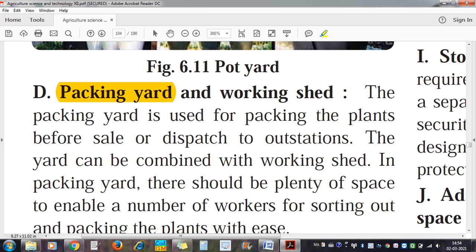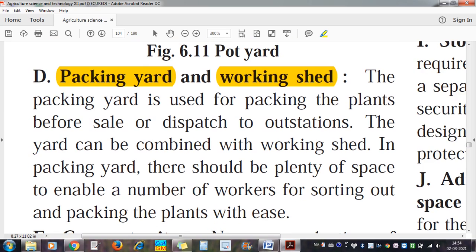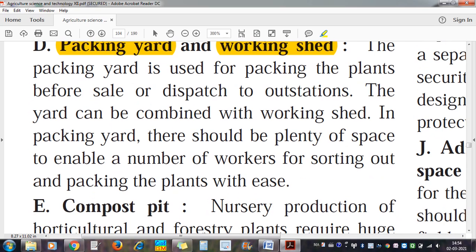Now this is also another part of the nursery area. Here, packing yard means when a customer arrives and demands some seedlings, we should pack the seedlings and give them, or we have to dispatch the seedlings as per the demand. So for that purpose, this packing yard is to be separately made, and it should have plenty of space, because a number of workers will be working over there. They should get sufficient area to move.